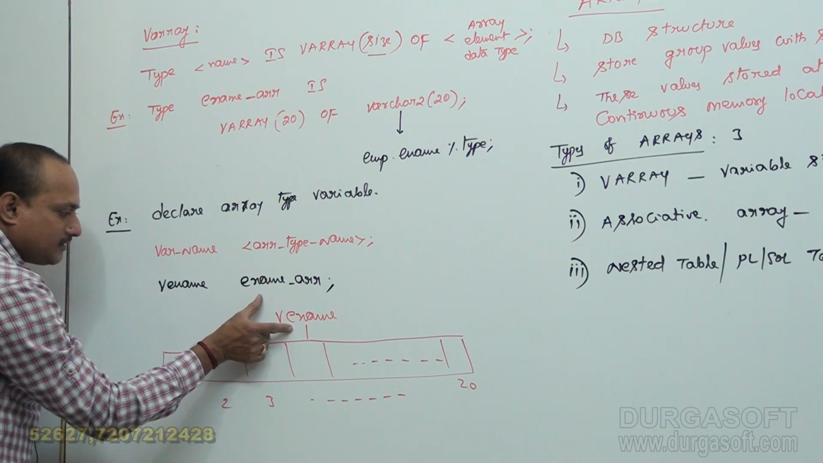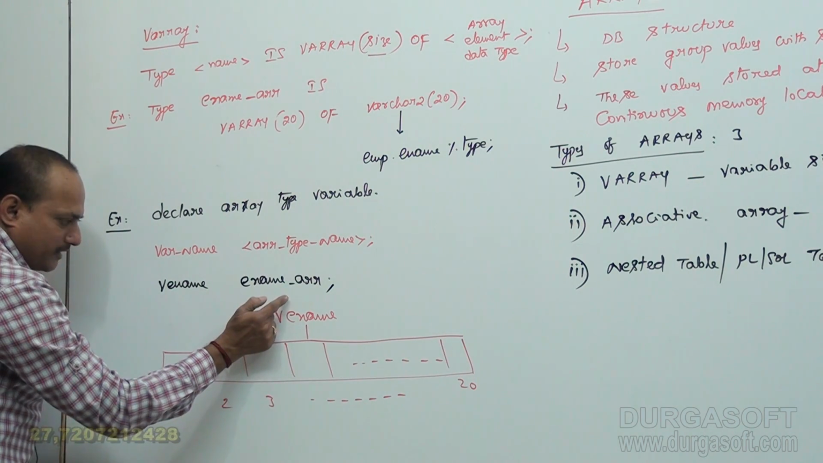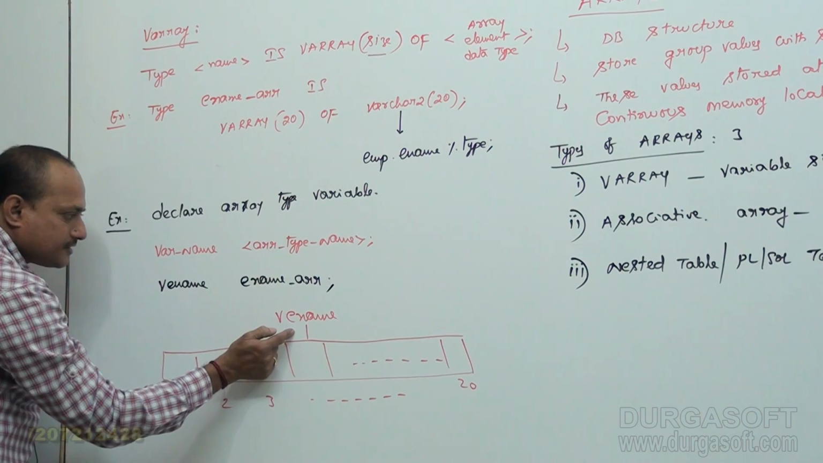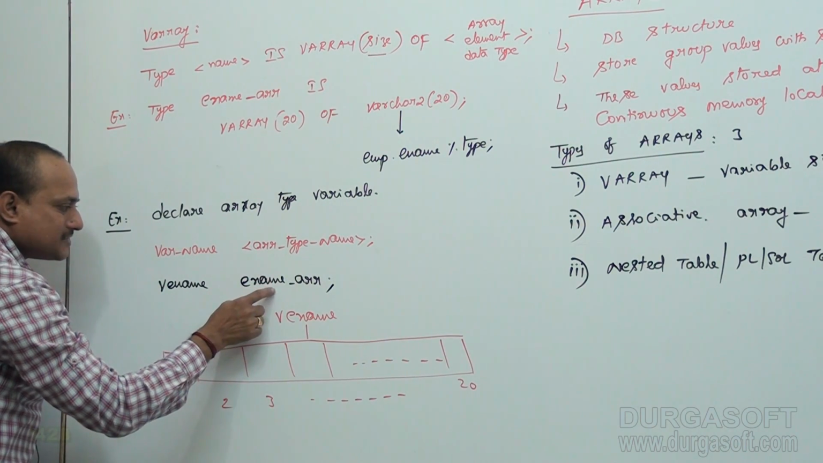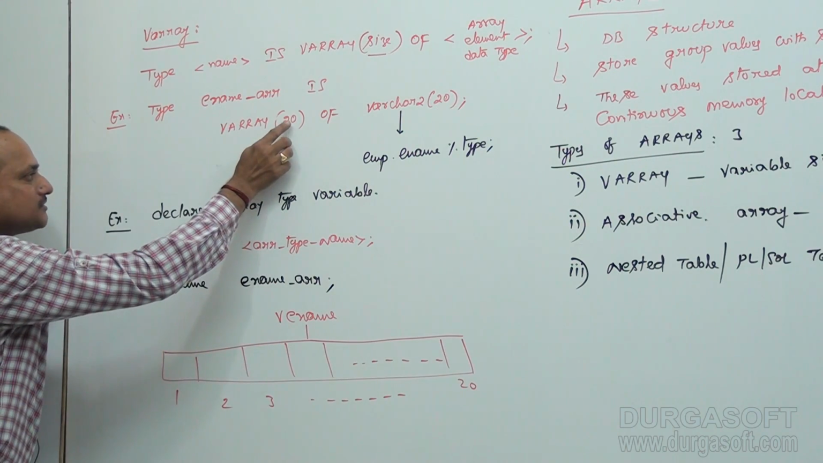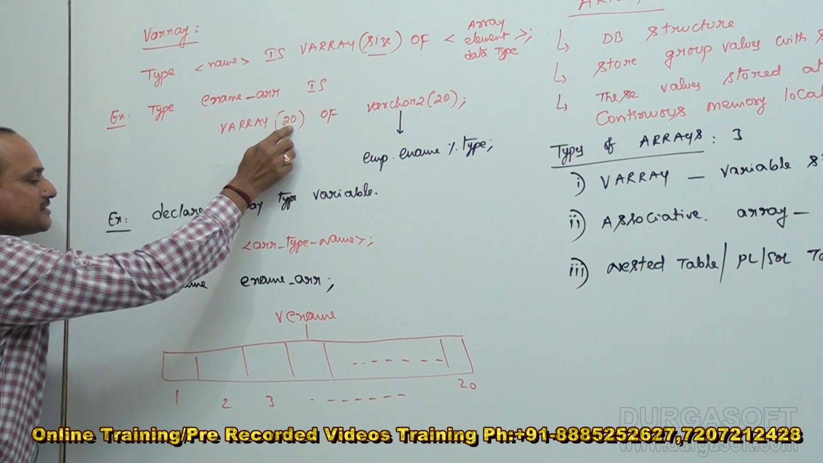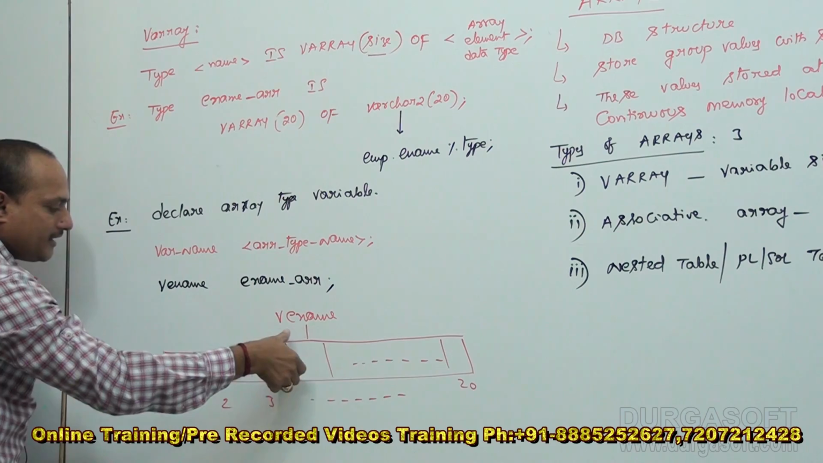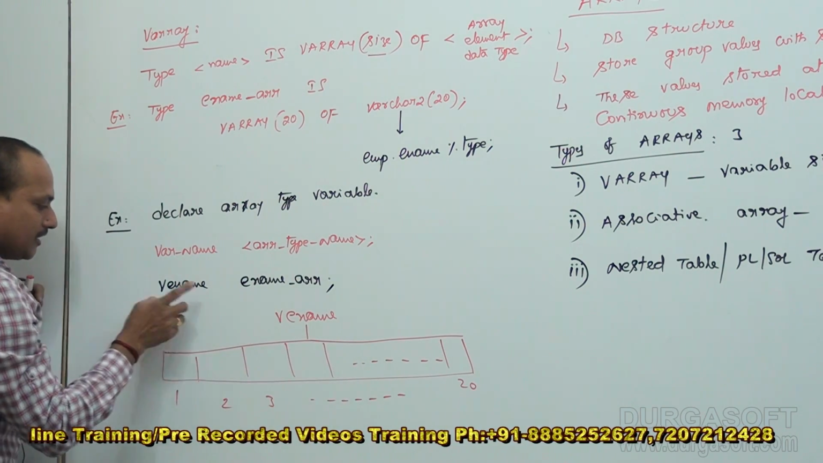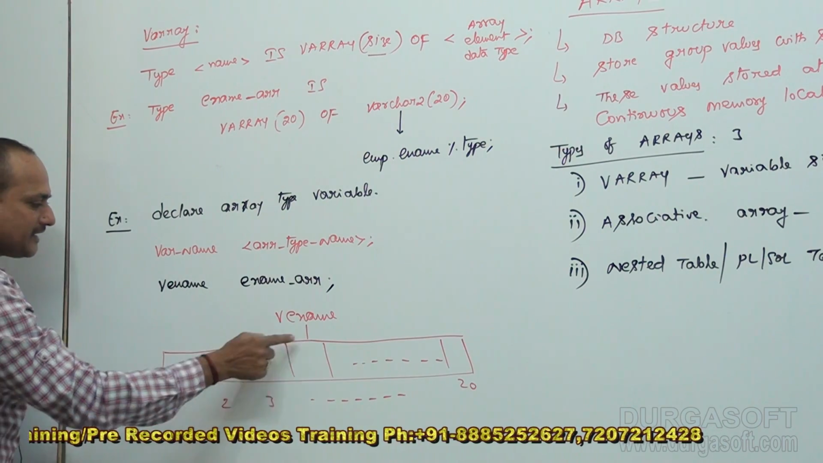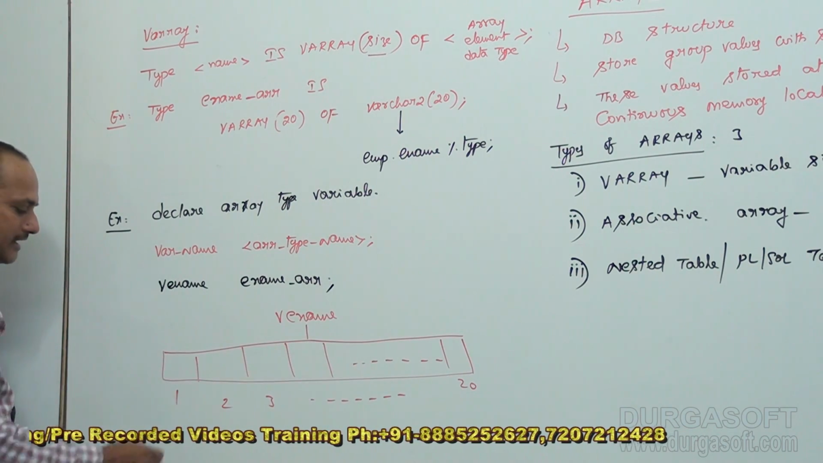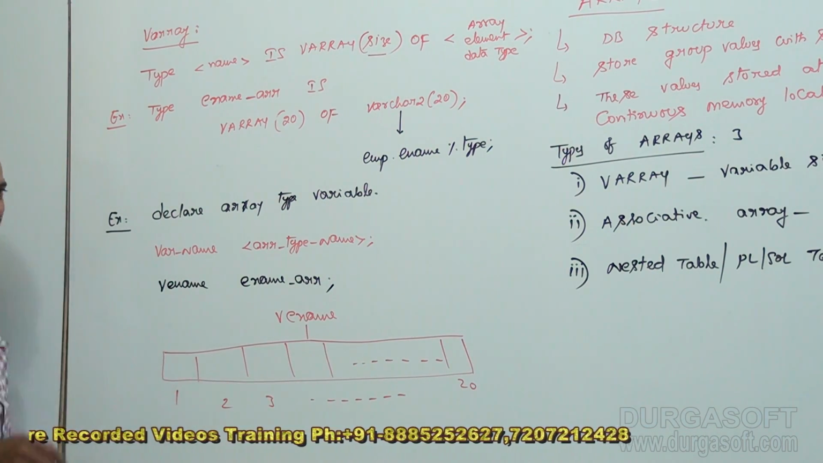For this variable, database engine allocates memory. How much memory will it allocate? How much memory is required for the size of the array. According to the size of the array, 20 locations it needs. So 20 location length memory is allocated to the variable. So you can store maximum 20 values in this array. Under each location you have a value.